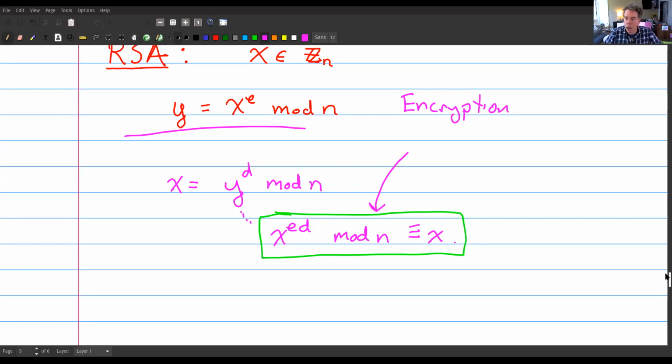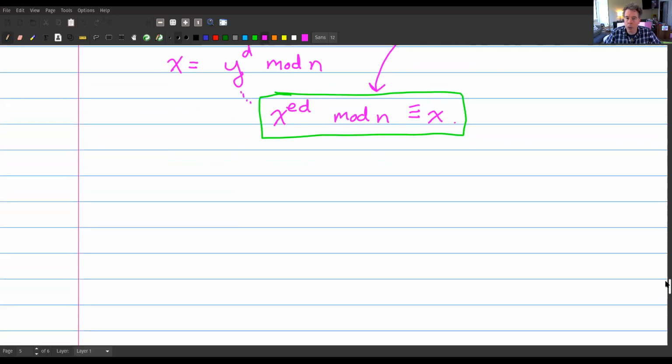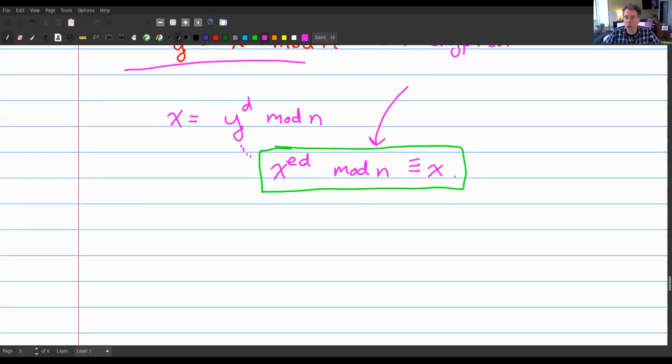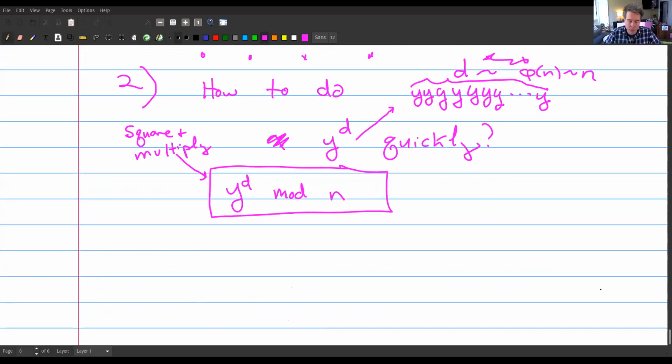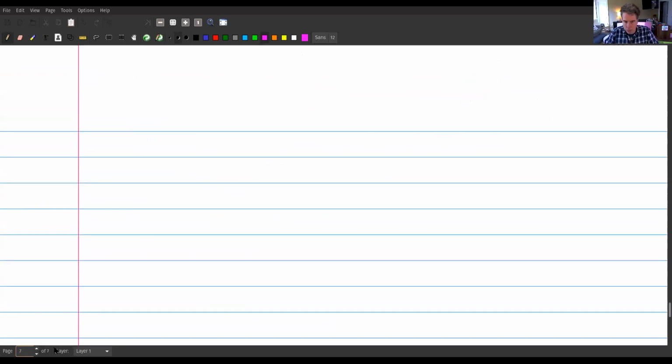Okay, so now I am going to prove that this is true, that x to the ed is really congruent to x mod n. We'll start on a new page. So we want to show that x to the ed is congruent to x mod n. The proof is in the book, so I'll just be explaining it and answering questions if anybody has a question.